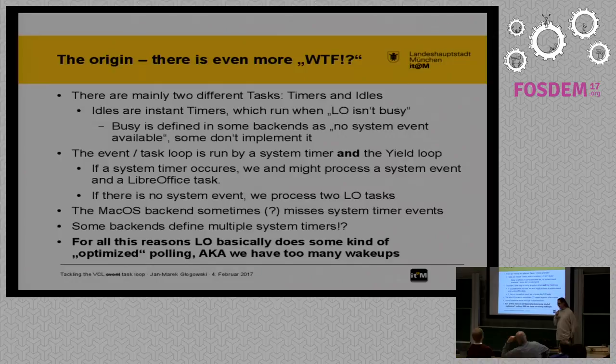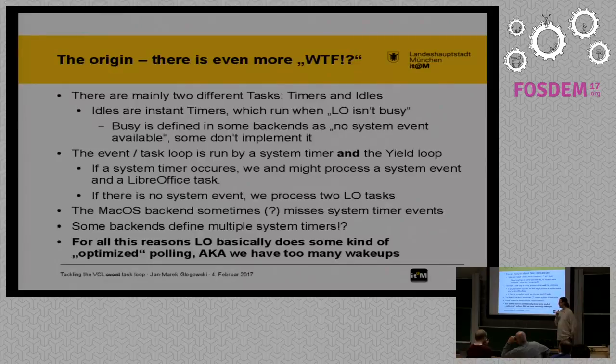The main problem is that it's really kind of random how LibreOffice processes the stuff. So even if you say, okay, process the next event or task or whatever, sometimes it processes two if a system event is there. Sometimes it processes even two LibreOffice events. This is not really ideal if you want to know how stuff is running in LibreOffice. And then there is some really freaky stuff, like there are some comments on the macOS backend saying, oh, at some time we are losing timer events. Nobody knows why. The comments are from 2000, really. So it's quite very old code. And yeah, this is really what-the-fuck code at that point.